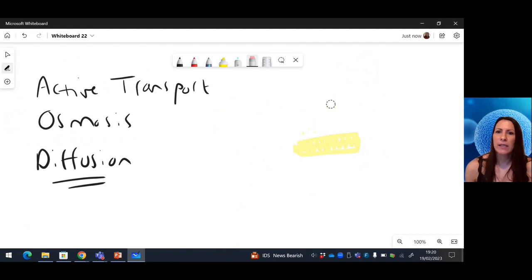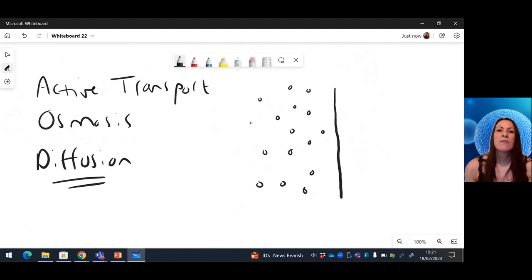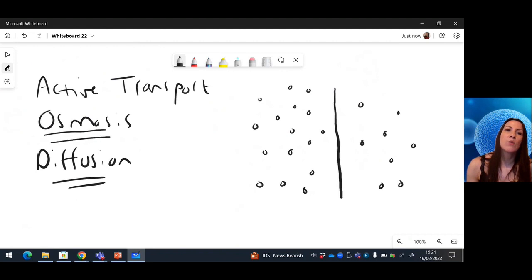If I just take this away, imagine this was a membrane, so a cell membrane of some sort. I'll just do the water molecule. These can be water molecules here on this side of the membrane, but then on this right-hand side of the membrane, we only have a few water molecules. So when we're talking about water specifically, this is osmosis.